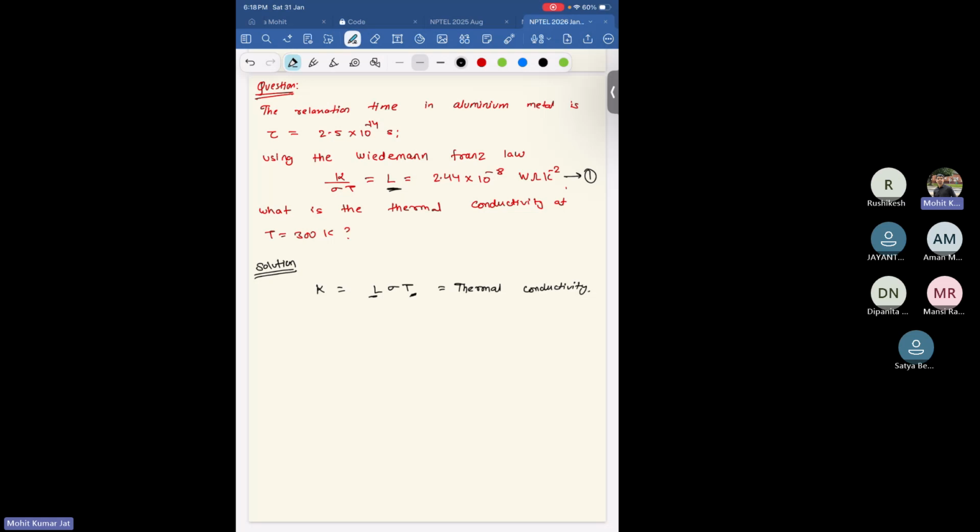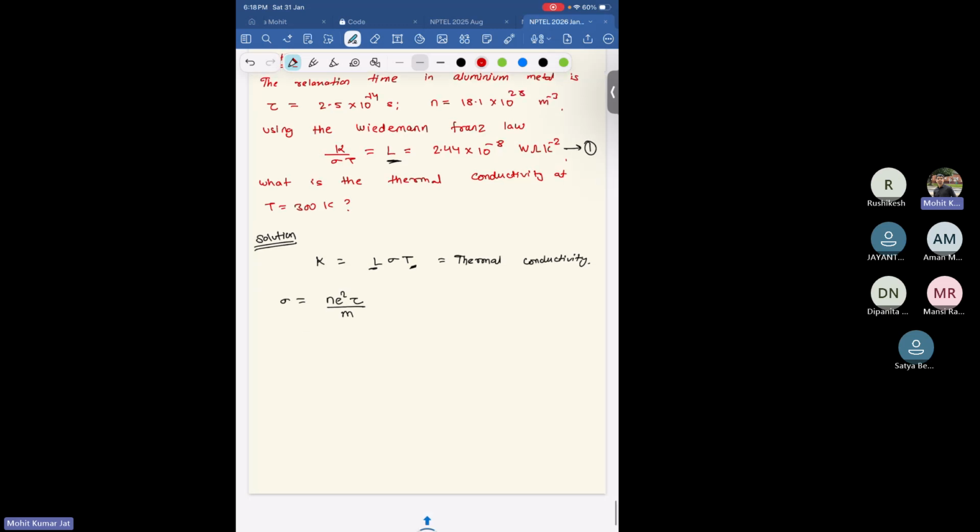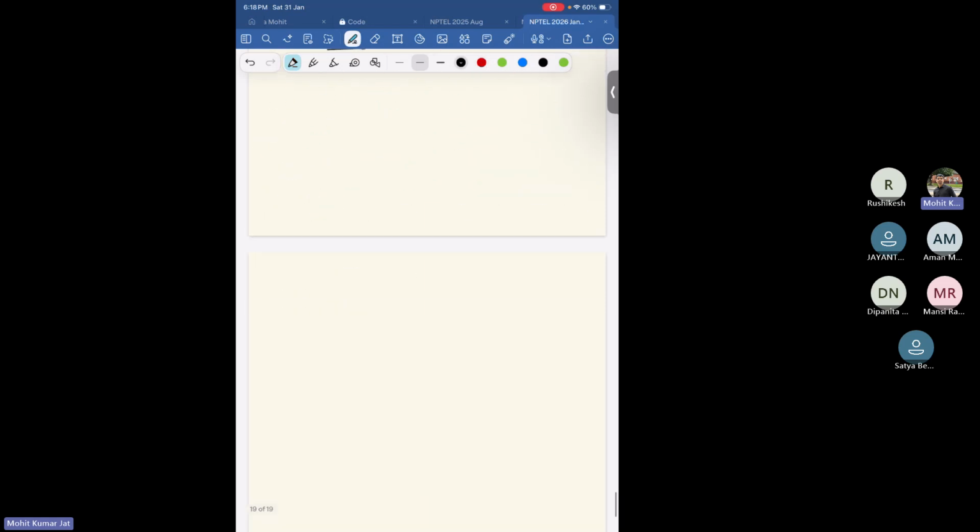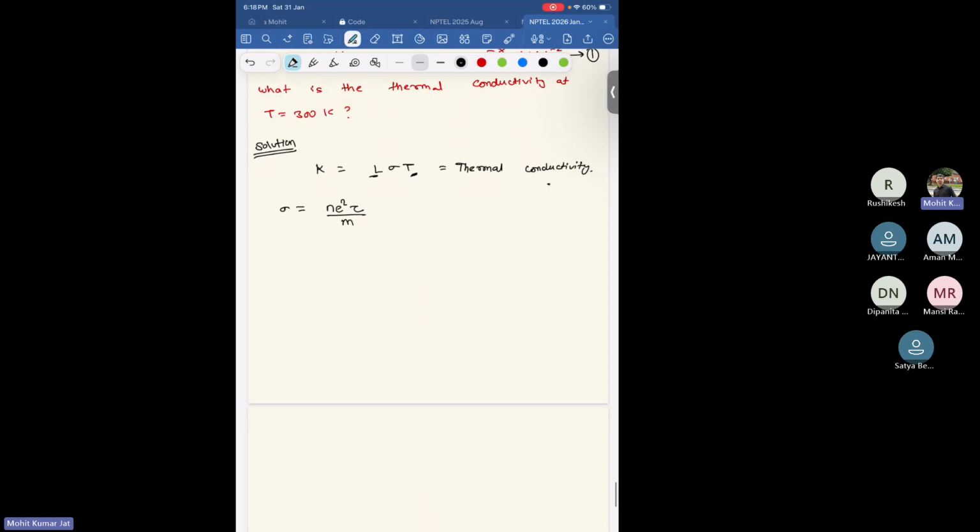So we know that sigma is nothing but n e square tau by m. m is the electron mass, e is the electronic charge, tau is given, and in the question I should also define your carrier density. So roughly carrier density is 18.1 into 10 power 28 per meter cube. So this is also given.